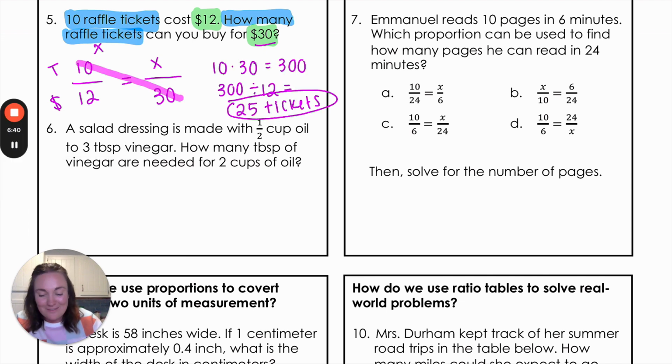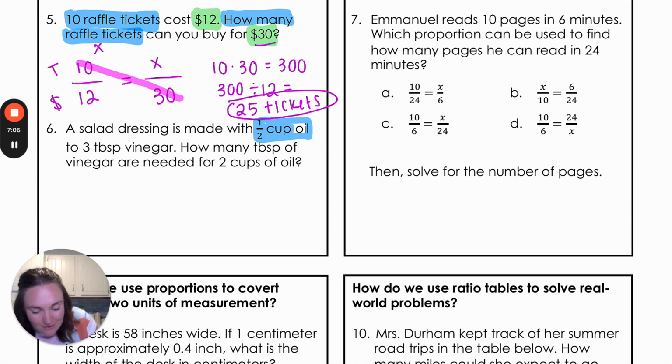All right, so we find those 2 numbers diagonal. 10 times 30 is 300. That leftover number gets divided, and so I know that for $30 I can buy 25 tickets. Let's try another one. Salad dressing is made with 1/2 cup of oil to 3 tablespoons of vinegar. How many tablespoons of vinegar are needed for 2 cups of oil? So again, I'm going to go back and highlight those keywords with their labels.